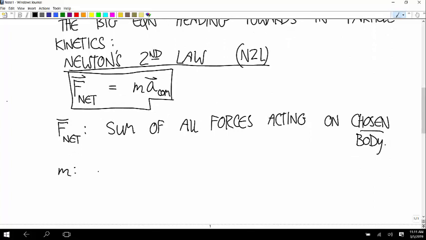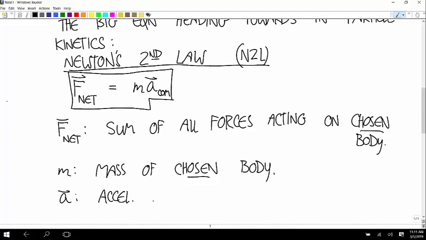M is the mass of the chosen body. The acceleration vector A is the acceleration of the center of mass of the chosen body. And so a big part of what we're going to do is try to develop some habits that'll help us be very clear to ourselves about what we're choosing to isolate.